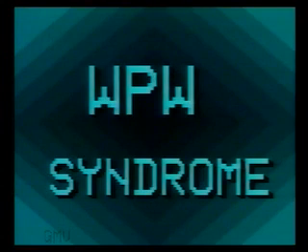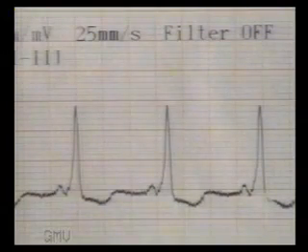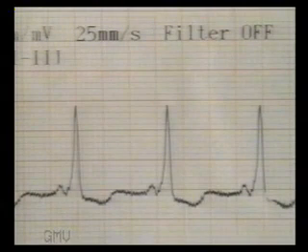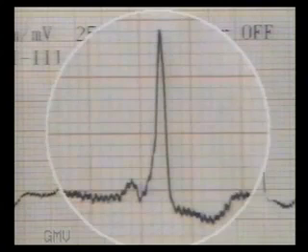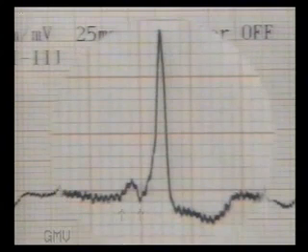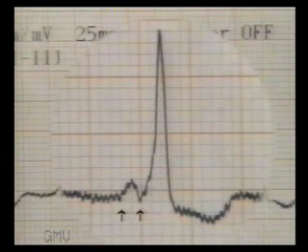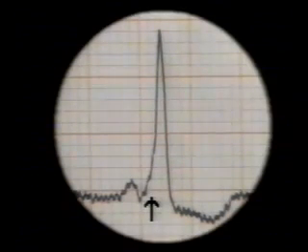WPW syndrome or Wolff-Parkinson-White syndrome. Whenever PR interval is shorter than 3 small squares, we must rule out WPW syndrome. Now let us observe this ECG closely to study the features of WPW syndrome. The PR interval is very short, just 2 small squares.